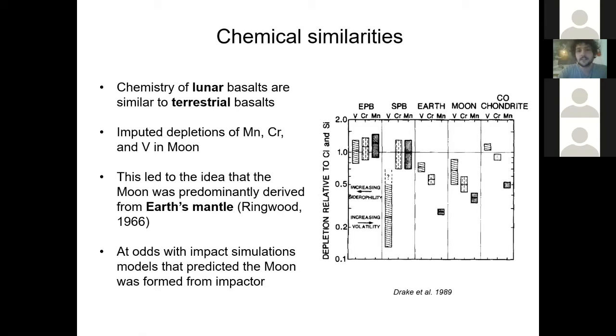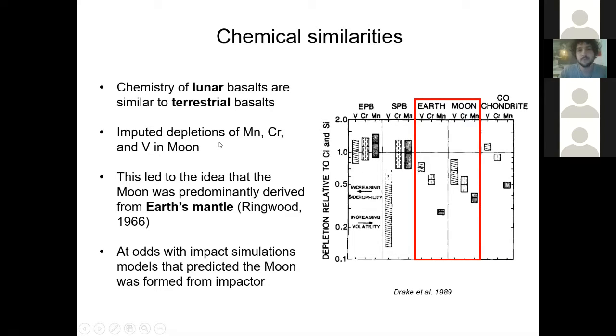So the answer is probably not. When we look at the chemical composition of lunar and terrestrial basalts, we see that they are indeed quite similar, especially when considering the variety of compositions observed in other planetary materials. So here's a eucrite, here's the eucrite parent body, which has been identified as Vesta, and this is the Shergottite parent body, otherwise known as Mars.